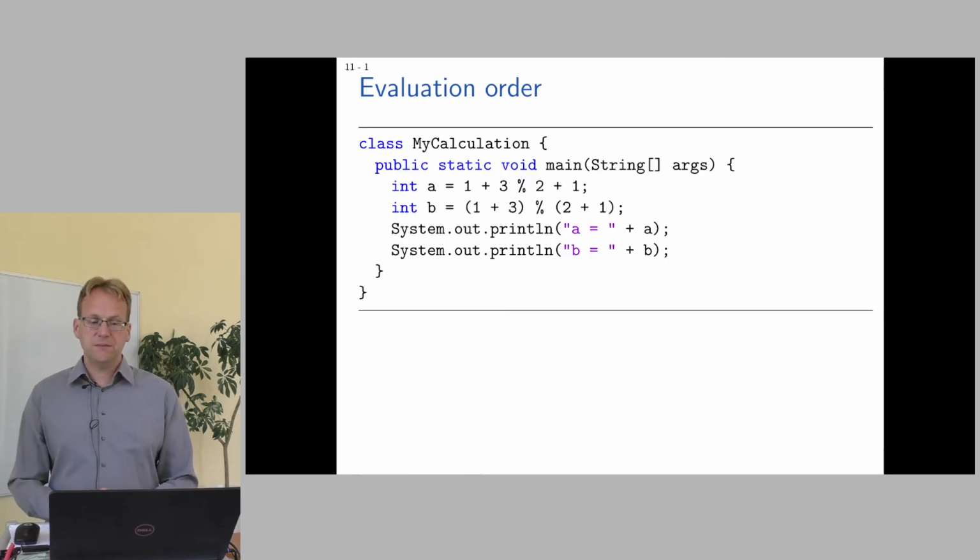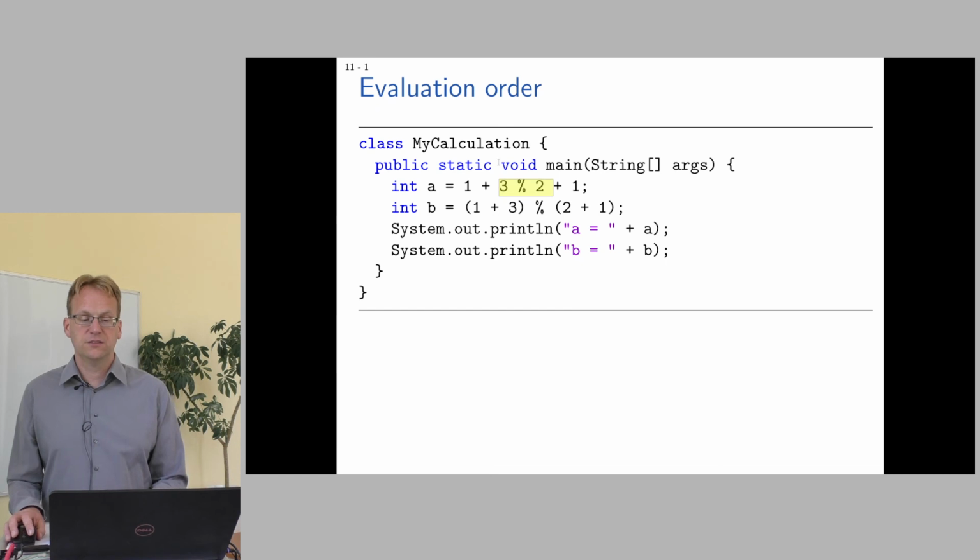Let's look at one example. This is class myCalculation. It has just a single method, public static void main. There we have one expression like this: 1 plus 3 modulo 2 plus 1. And of course, modulo is evaluated with a high priority. So what is 3 modulo 2? It's 1. So the integer remainder of this division is 1. And therefore, afterwards we evaluate this plus. So 1 plus 1 plus 1 is 3. So the result would be a is equal to 3.